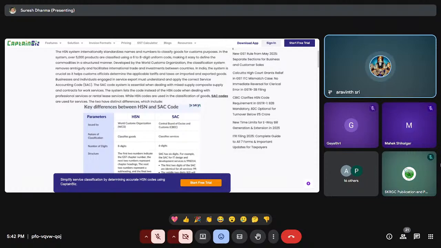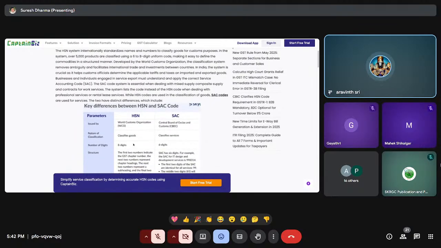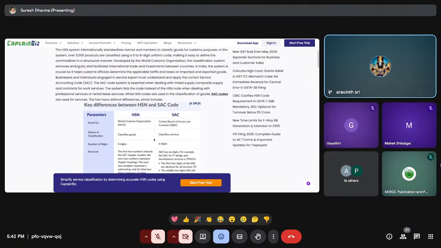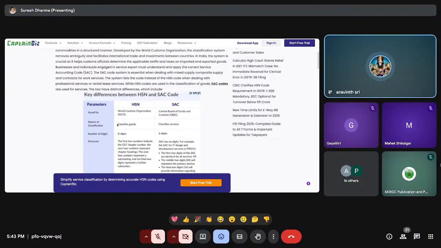Here in GST, you did not mention this is the product of services or this is the product of goods. Like that, we did not clarify the goods. Here CBIC already clarifies the goods. Like if I have the HSN code, here we see it classifies the service and it classifies the goods.